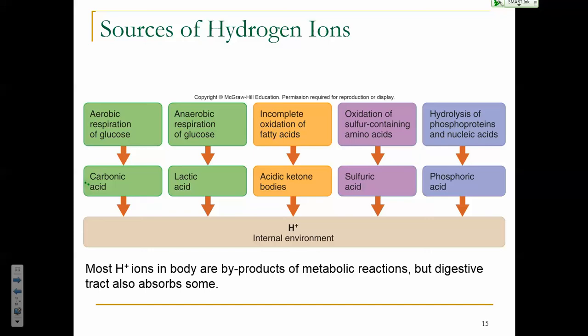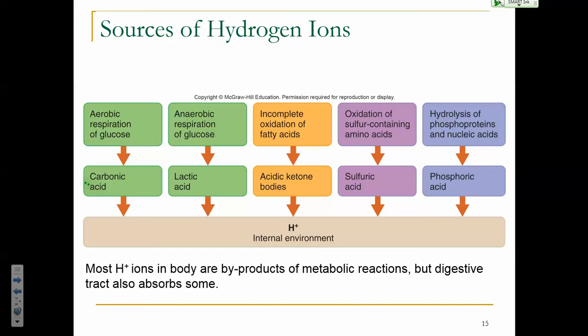When you have anaerobic respiration of glucose, you produce lactic acid, which is an acid. It changes the pH. It releases hydrogen. When you break down fatty acids, a result of that is something called a ketone body. It's an acid. It releases hydrogens. When you break down proteins that have amino acids with sulfur in their R groups, that sulfur can combine with hydrogens and oxygens to form sulfuric acid, which is a strong acid. So that's a change in pH.